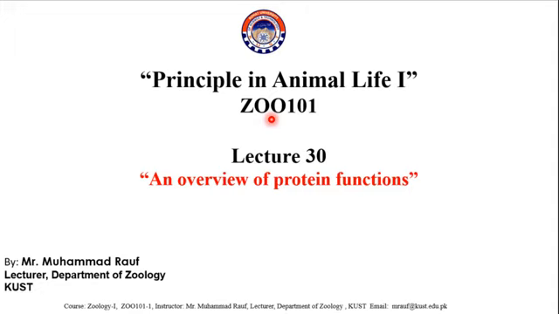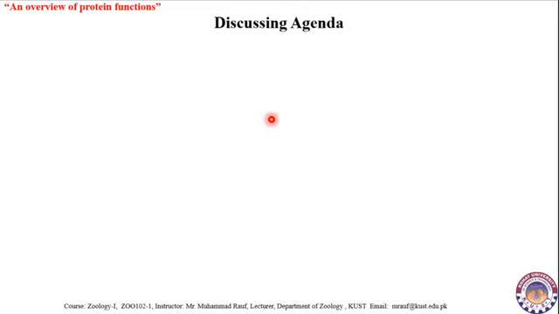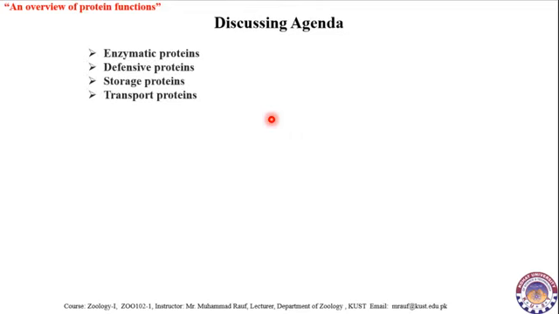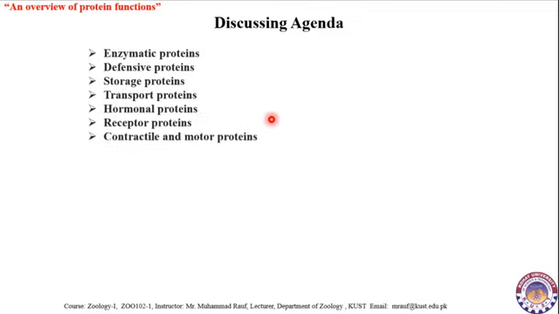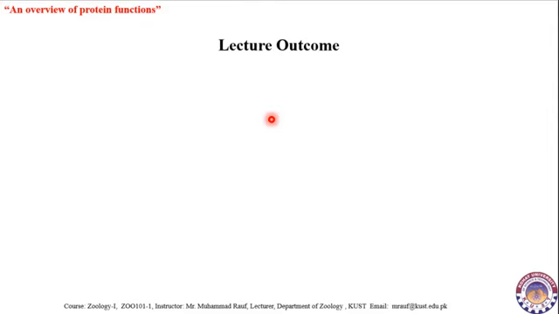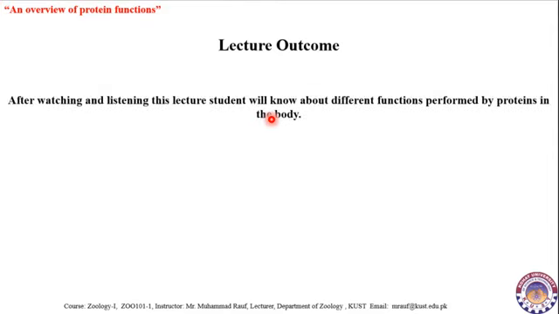The topic is an overview of protein functions. The agenda for the topic will be enzymatic proteins, defensive proteins, storage proteins, transport proteins, hormonal proteins, receptor proteins, contractile and motor proteins, and finally structural proteins. Lecture outcome: after watching and listening to this lecture, students will know about different functions performed by proteins in the body.